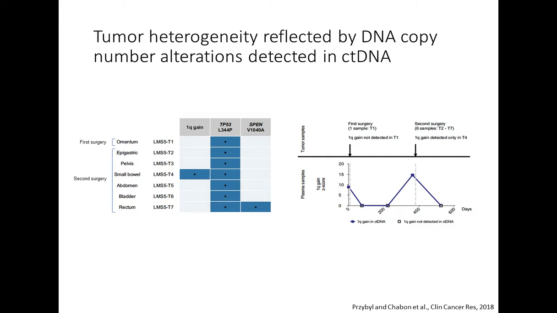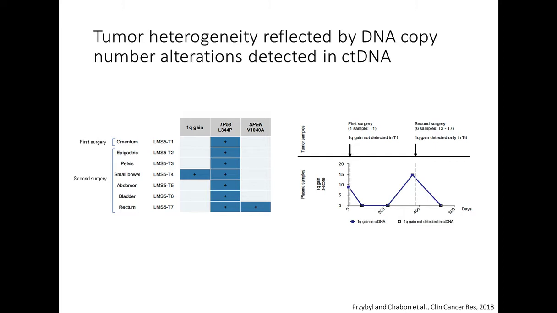Finally, I would like to show how circulating tumor DNA may reflect inter-tumor heterogeneity. A major advantage of circulating tumor DNA compared to tissue biopsies is that circulating tumor DNA analysis simultaneously integrates contributions from multiple tumor deposits, enabling a more comprehensive analysis of tumor heterogeneity. In the left panel, you can see that the 1Q gain was detected by SNP array only in a single tumor that was removed during the second surgery.